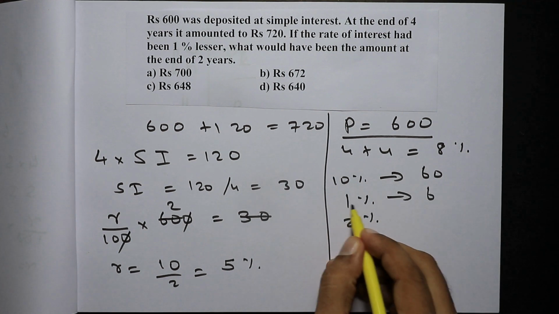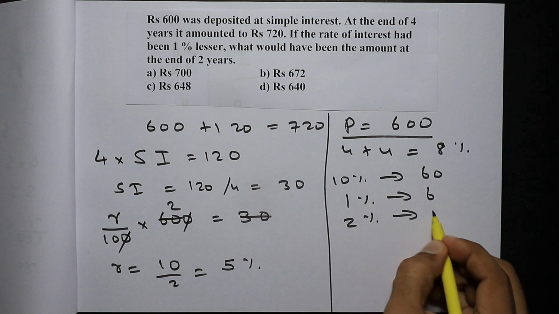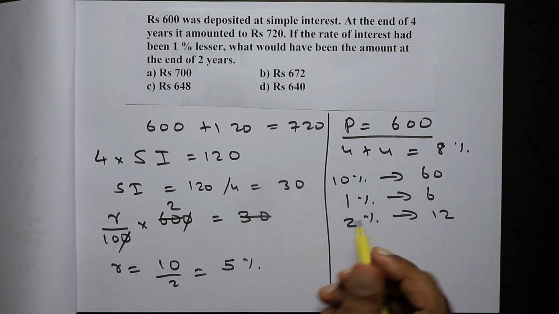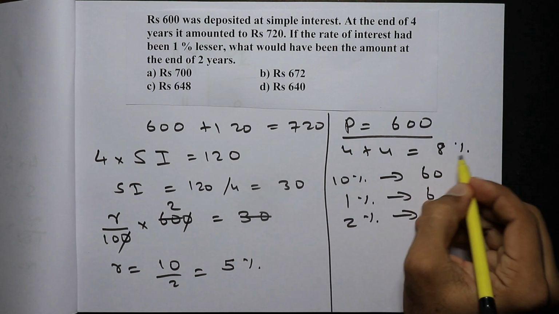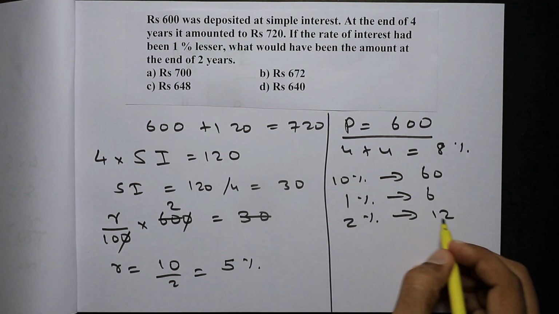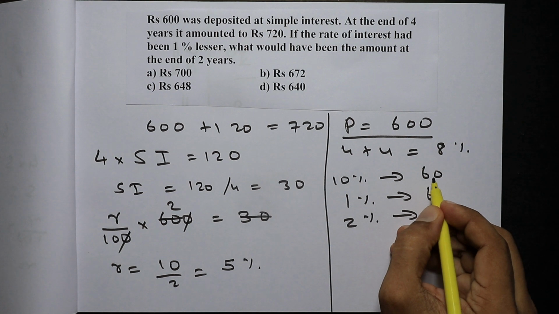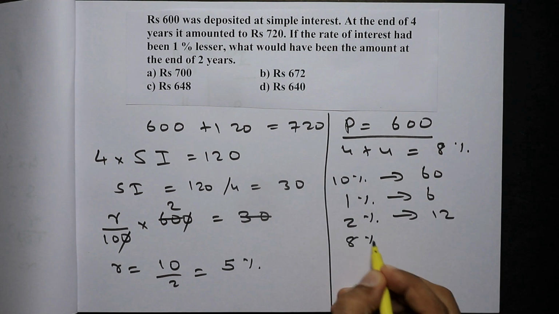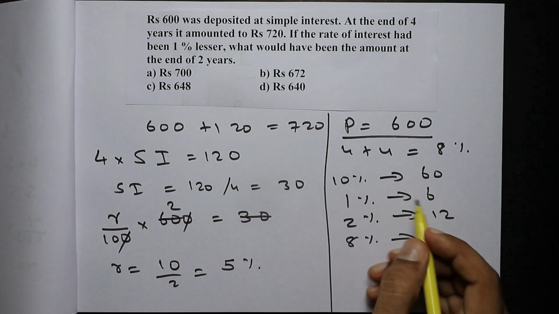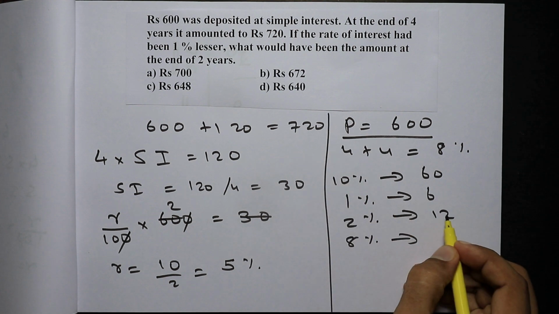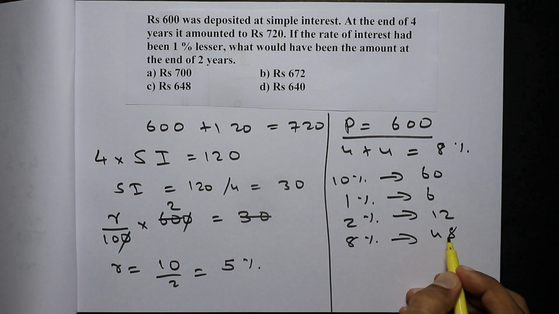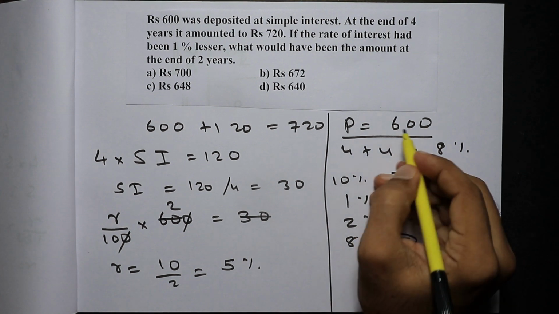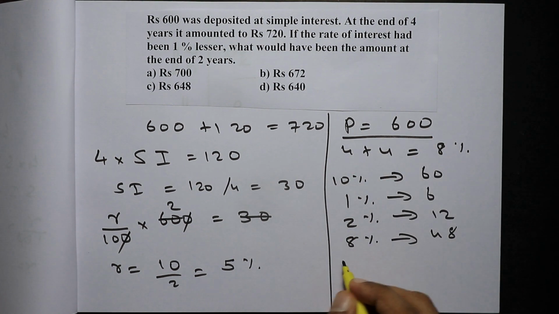2% will be double of 1%. Double of 6 will be 12. Now if you subtract 2% from this 10%, you will get 8%. So let us subtract 12 from 60. That will be 8%. So 8% is, you can obtain it as 10% minus 2%. So 60 minus 12, you will get it as 48. So the interest that you will get for 2 years is 8% of 600, that is 48.